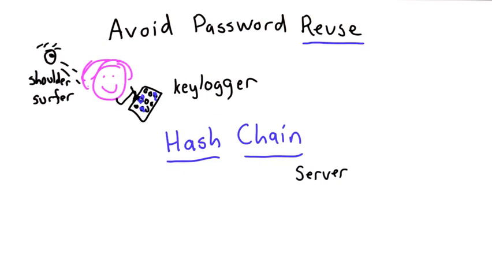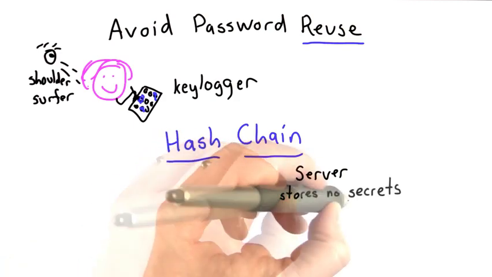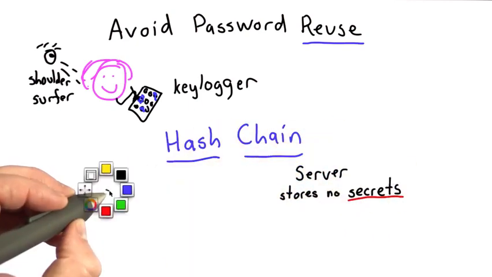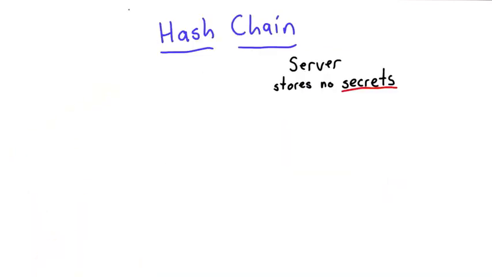In this case, we're going to use a hash chain to make it so we still have the nice property that we had with the password file, where the server stores no secrets. It doesn't matter if all the data on the server is compromised. That still wouldn't give someone the ability to log in as Alice. So here's the idea of how to do this.